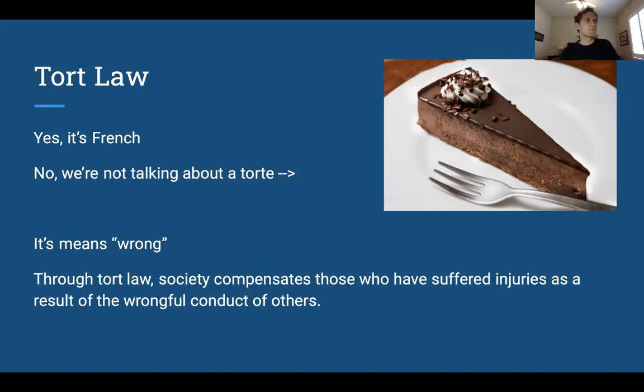Well, if I believe, and it seems probable, that it was you that took my pen, I may then bring a civil claim against you using the tort of theft. And here, if you lose, you don't go to jail anymore, but you may have to pay me damages if I win. Okay, so that's the idea of torts: correct the wrongs against individuals.